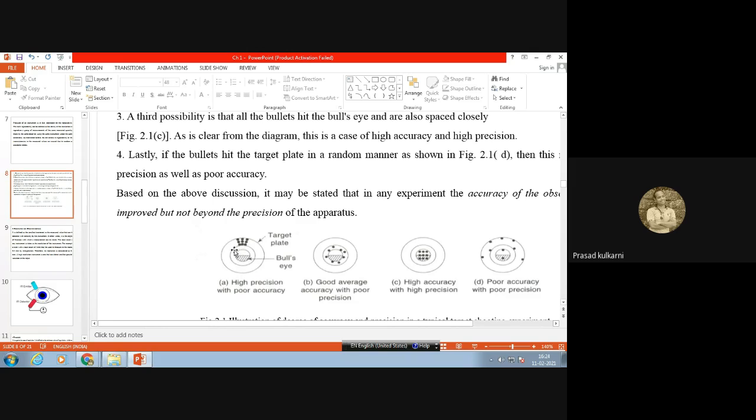accuracy. Our target was this plate's center, but we could not hit the bullseye. We could only hit the target plate.